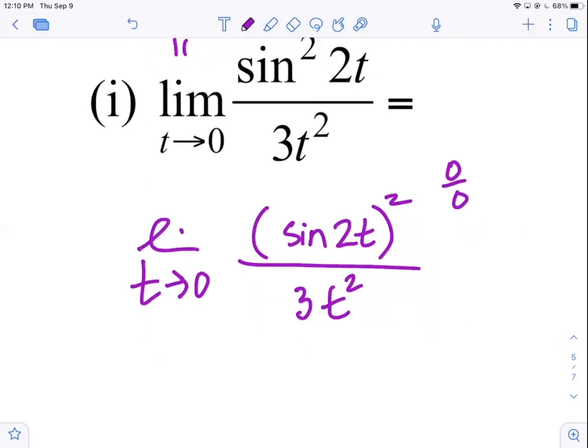Is it 2/3 squared, 2/3 quantity squared, 2 squared over 3, 2 over 3 squared? Well, let me just tell you that you got to be careful, right?